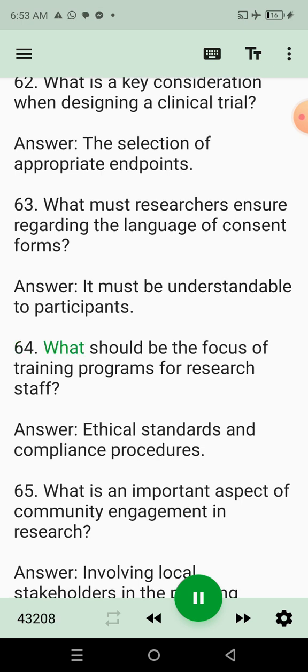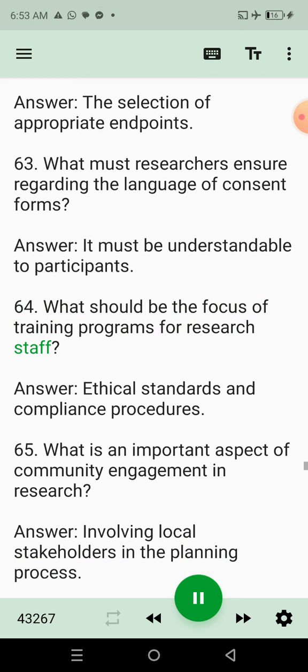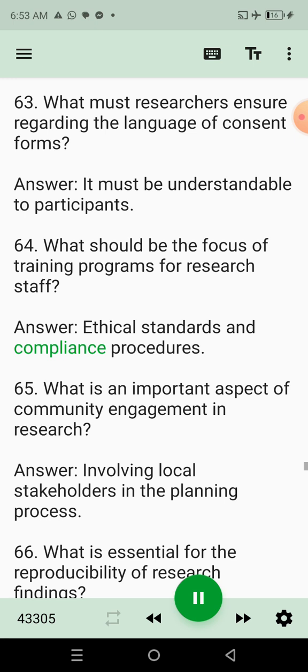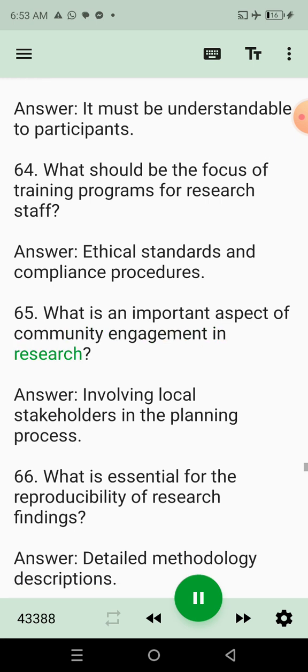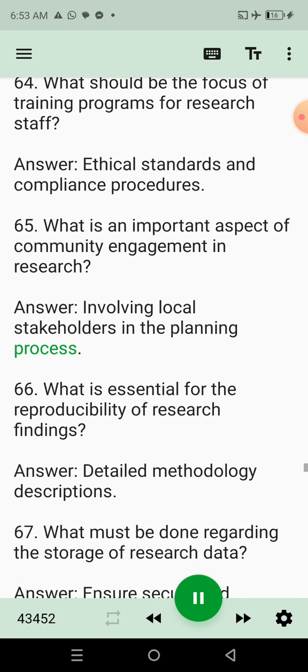64. What should be the focus of training programs for research staff? Answer: ethical standards and compliance procedures. 65. What is an important aspect of community engagement in research? Answer: involving local stakeholders in the planning process.